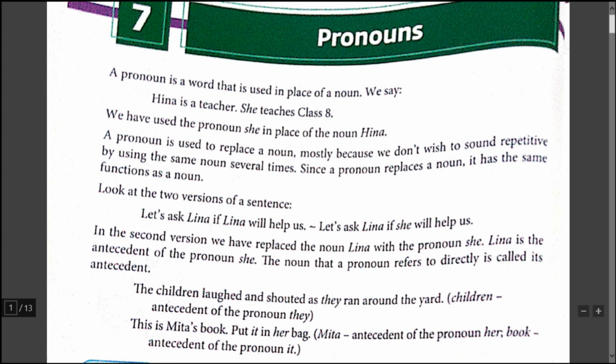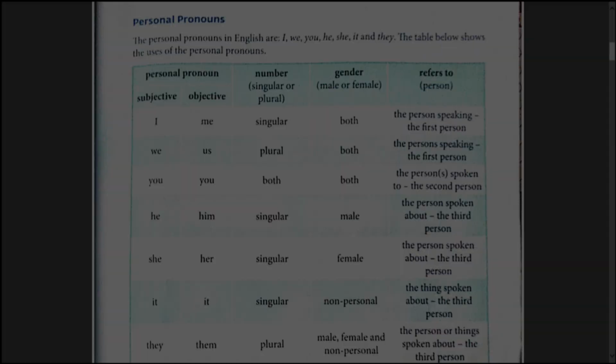Once again I shall read. This is Meeta's book. Put it in her bag. So book will be the antecedent and here what is the pronoun instead of book? It. So it is a pronoun.